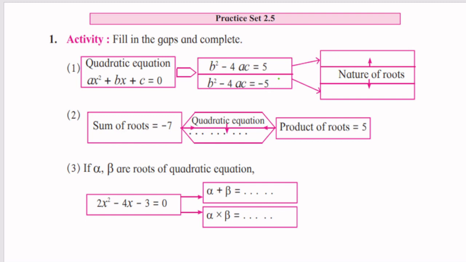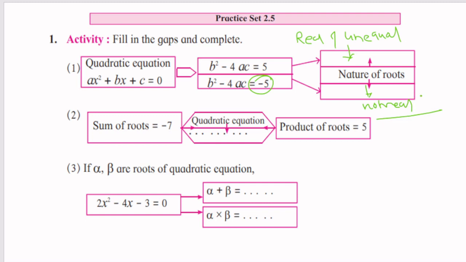It's equal to 5, not equal to 0, not less than 0. Equal to 5 means which condition? Which one? The second one. Real and unequal. Right? Now b square minus 4ac equal to minus 5. So less than 0. Okay, it means not real. Simply, that's the only answer.